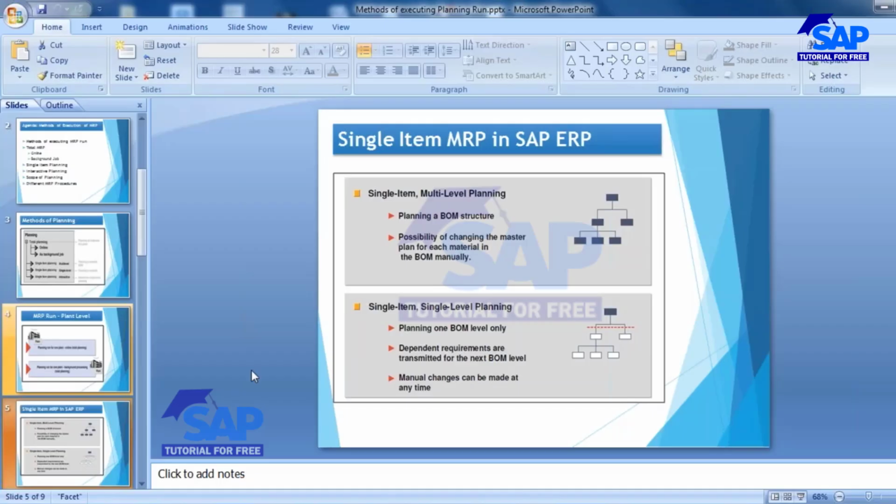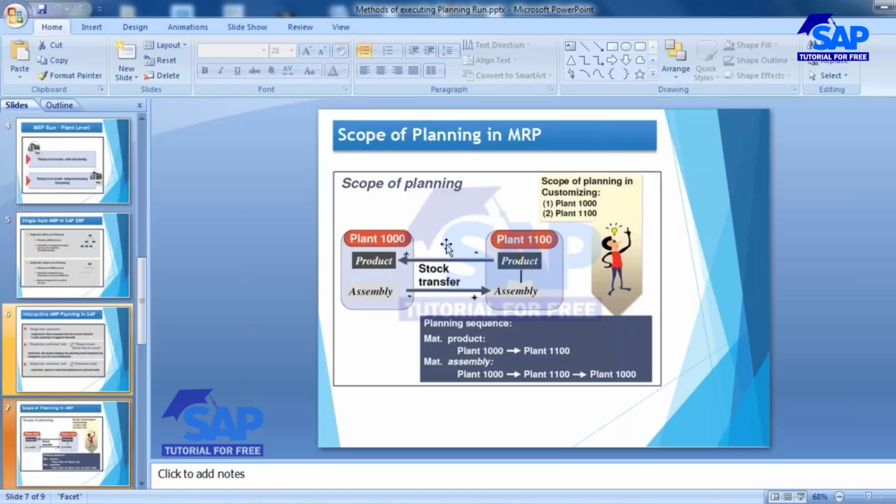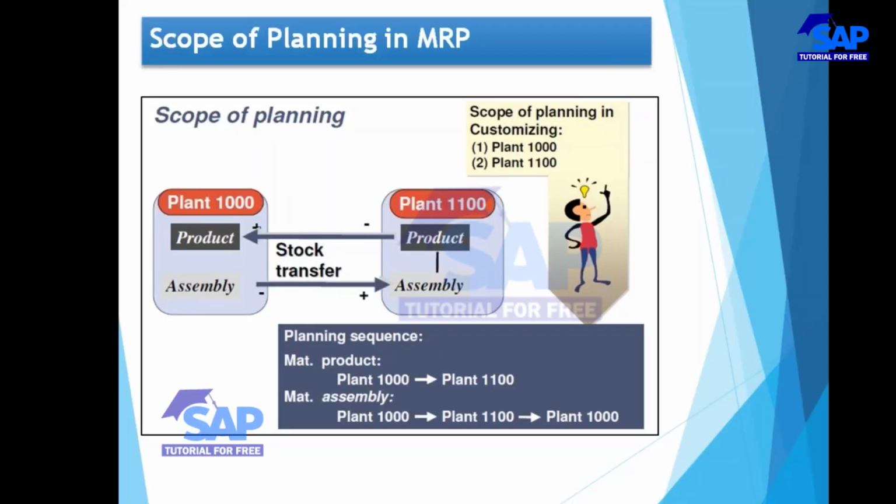Okay, so this is single item planning in the system. Now we'll discuss the scope of planning. What is scope of planning in the MRP? Basically we are executing MRP for a single item as of now, right? We are executing MRP for a single item or single plant.